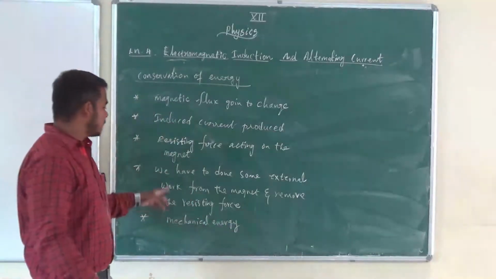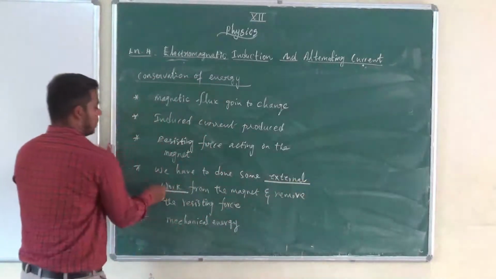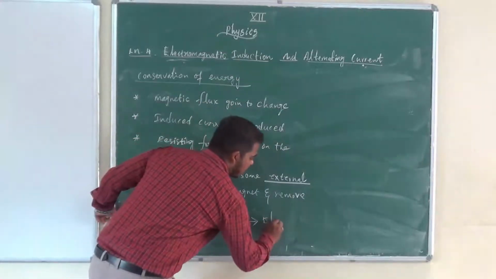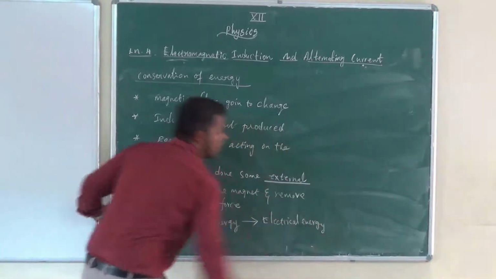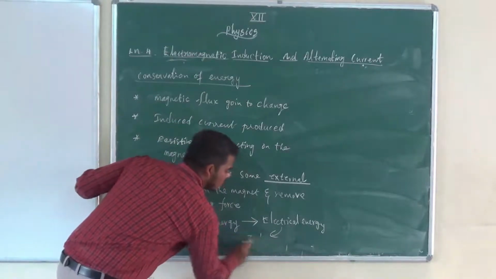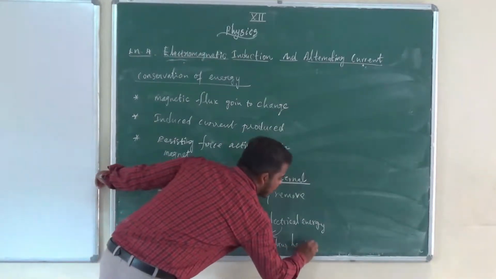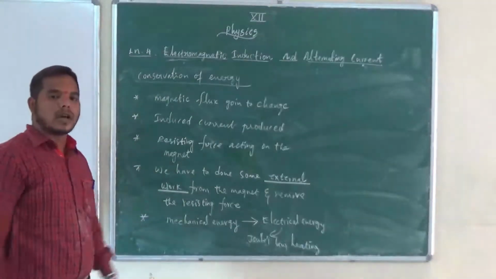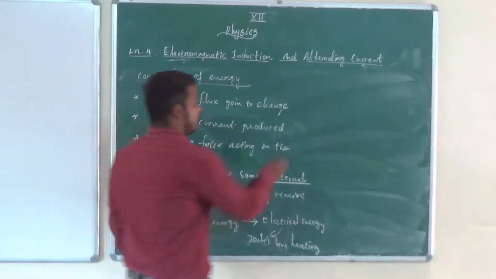What is the mechanical energy? The mechanical energy is converted into electrical energy. And the electrical energy is converted into joules of heat, Joule's law of heating. So see that mechanical energy is converted into electrical energy, which is converted into the Joule heating effect. So Lenz's law is also known as conservation of energy.